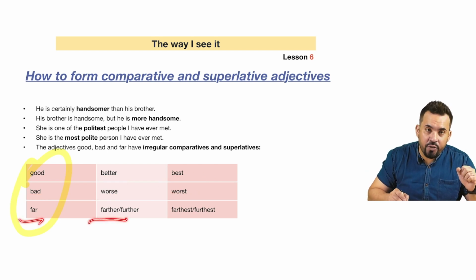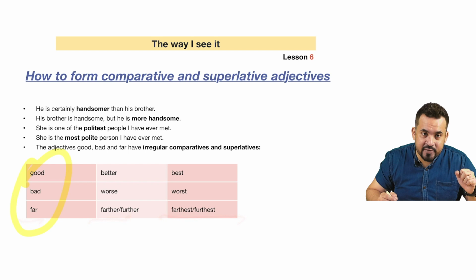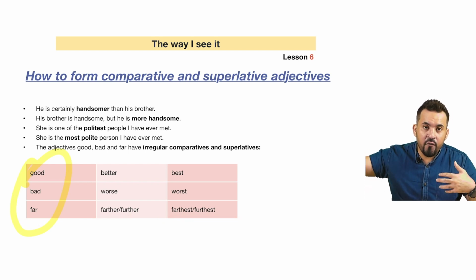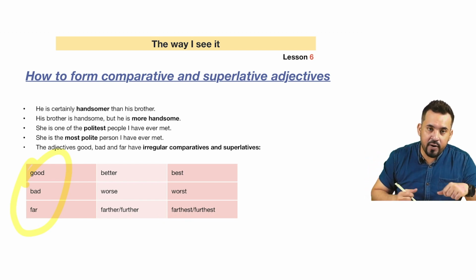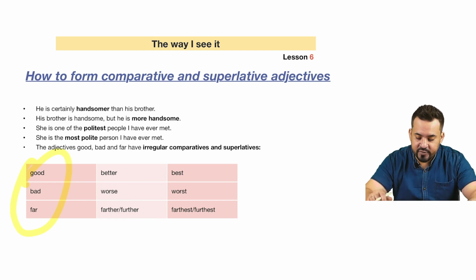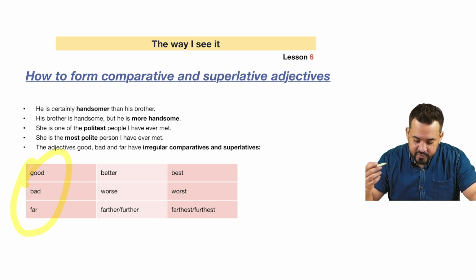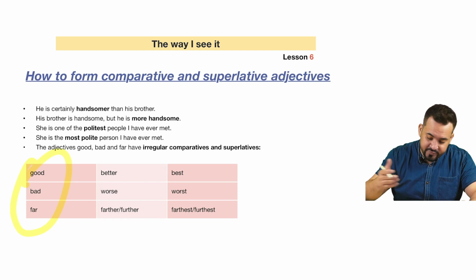Far, farther, farthest. Far, farther, farthest. So those are irregular adjectives. Irregular comparative and superlative adjectives.